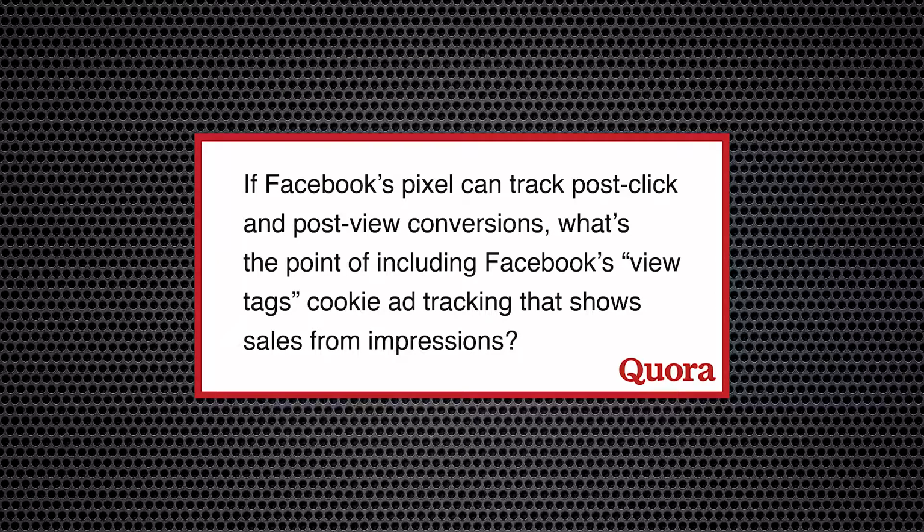We're going to jump right into the first question of the day, and it asks, if Facebook's pixel can track post-click and post-view conversions, what's the point of including Facebook's view tags cookie ad tracking that shows sales from impressions? So the nomenclature is off a little bit here, but that's okay. View content is the event trigger that he's mentioning.